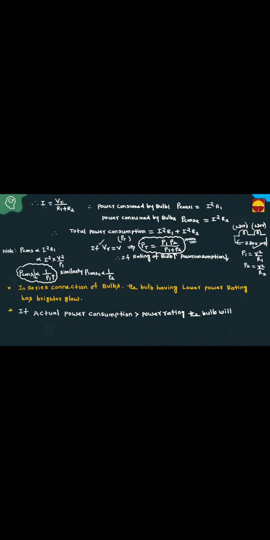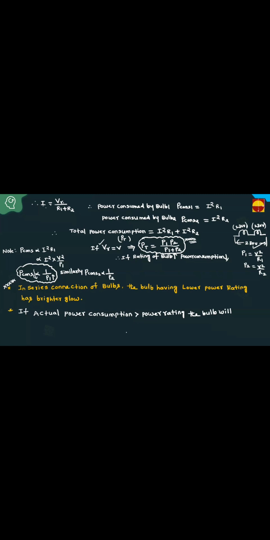A very important observation, students: in series connection, power consumption is inversely proportional to the rating of the bulb. That means the bulb having the higher rating consumes less power. And one more important point: in series connection of bulbs, the bulb having the lower power rating has the brighter glow. Why?